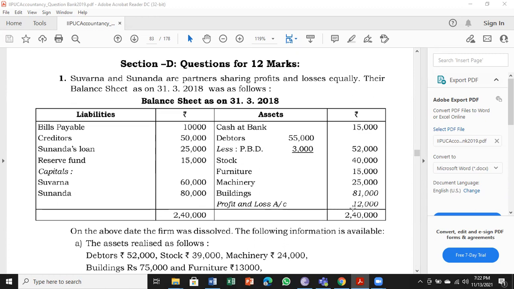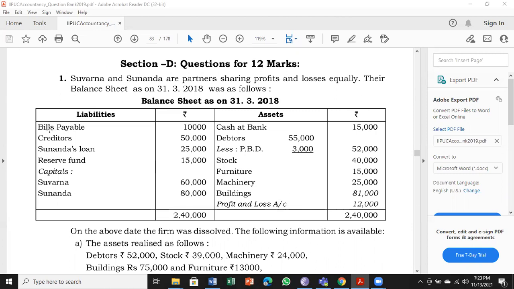Next we have profit and loss account, asset side. So if profit and loss account appears on asset side, the meaning of that is it is a loss incurred by the business. It has to be debited to partners in their capital account. It won't come to the realization account.